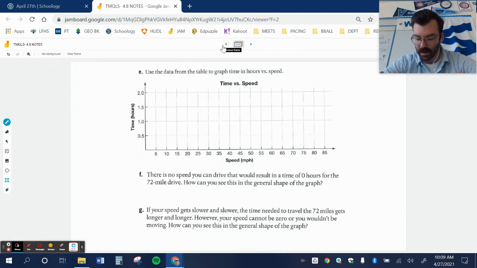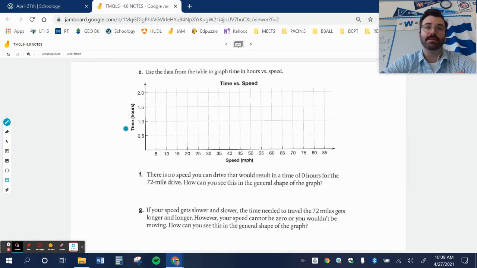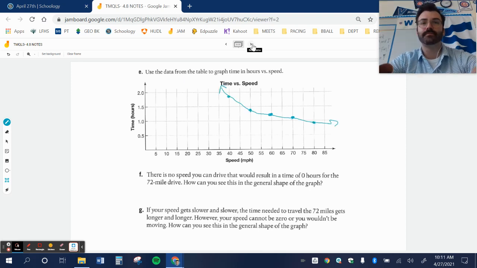Use the data to graph the time versus the speed. All right, so take a second and graph the time versus the speed. I want you to graph the hours and not minutes, since it says miles per hour and it says hours up here. All right, so go ahead, take a second and do that. This is a rough sketch of my graph.